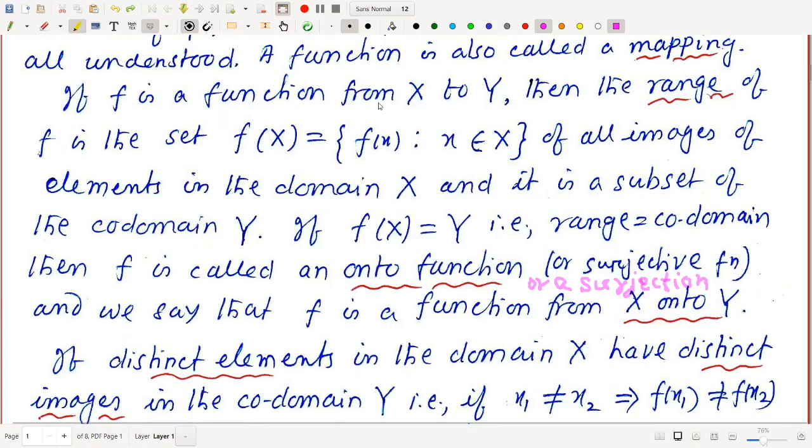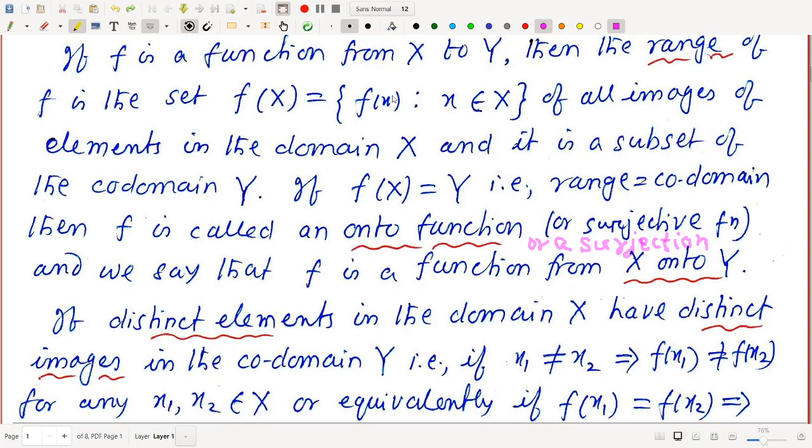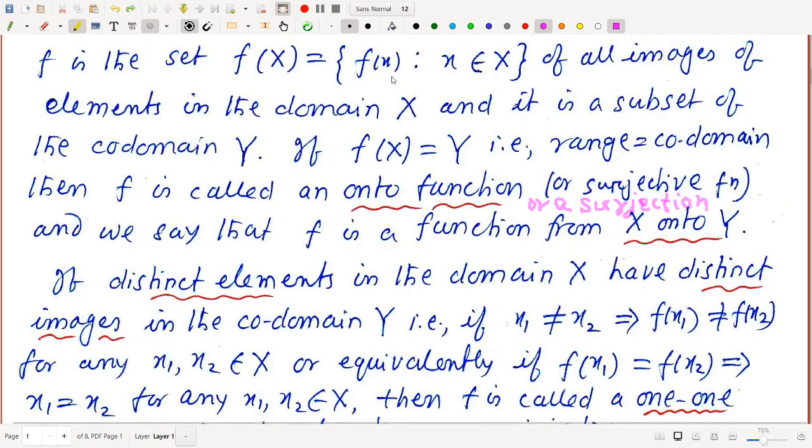If f is a function from capital X to Y, then the range of the function f is the set, notation f(X), equal to the set of all images {f(x) such that x belongs to X}. It is the set of all images of elements in the domain capital X, and it is a subset of the codomain capital Y, because every f(x) is an element of capital Y.